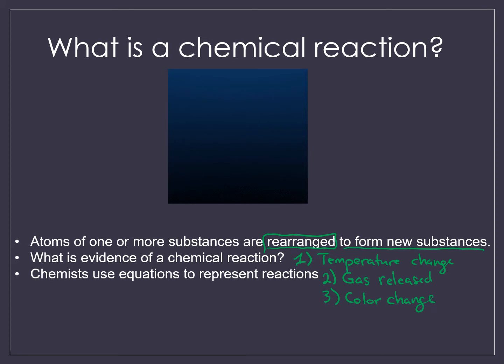Now, how do we write this? How do we represent these chemical reactions? Well, chemists use equations to represent reactions. We spent a lot of last semester learning how to write chemical formulas for ionic, covalent, and metallic substances. So we're going to use those chemical formulas to write equations that represent what's happening in the animation.